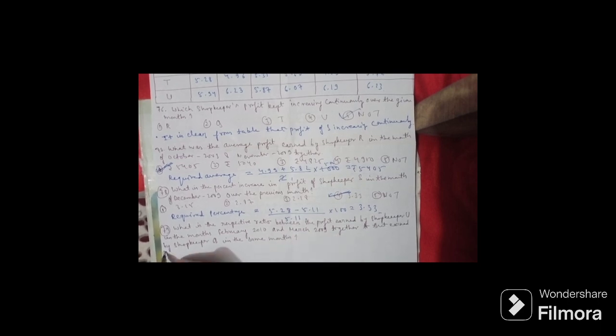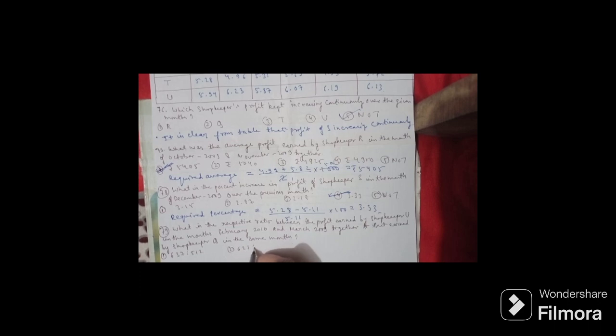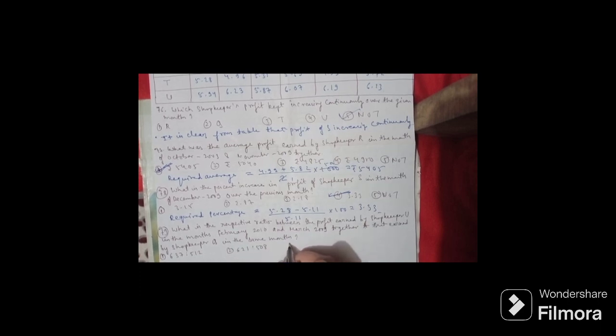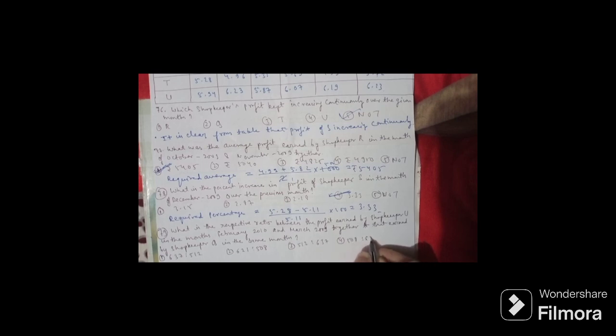Options are 637 ratio 512, 621 ratio 508, 512 ratio 637. Fourth is 508 ratio 621. Fifth is none of these. So let's go for it.